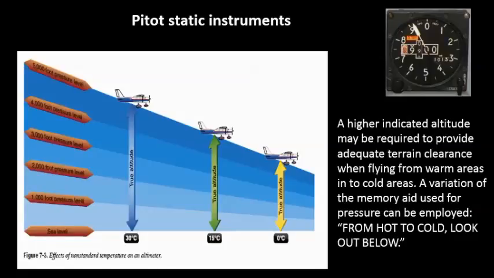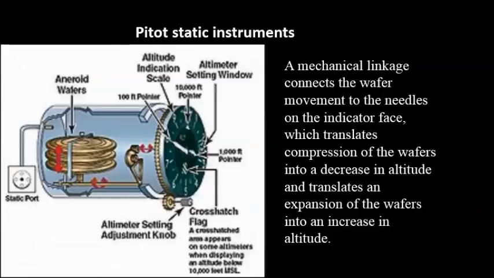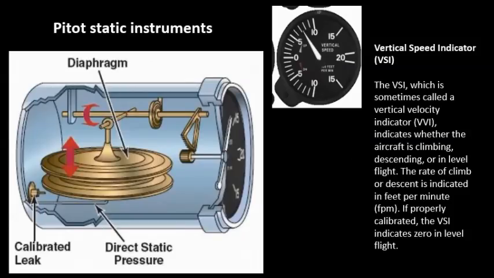Conversely, with temperature, same thing. The effects of non-standard temperature. I could be flying in an area where it's 30 degrees, flying to an area where it's 0 degrees Celsius, and I'm thinking I'm at the same altitude, but I'm actually getting lower. So from high to low, look out below. From low to high, look out sky. Same thing, non-standard pressure, non-standard temperature. So, those are the things or errors that can occur with our altimeter.